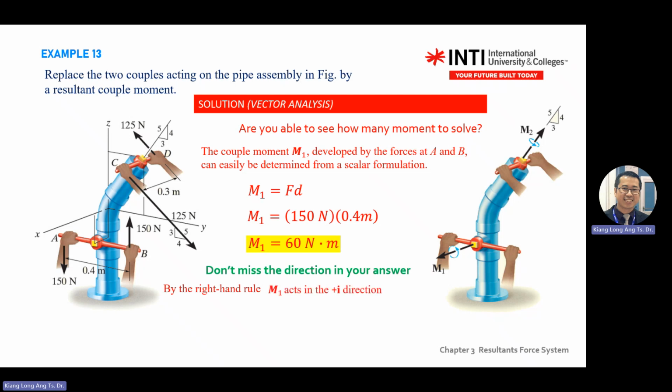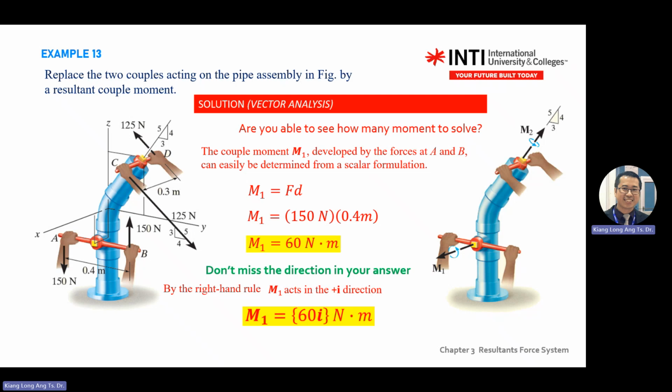Okay, so if you use scalar, sorry, this is vector. Sorry, should be scalar. If you see FD, it should be scalar. The typo over here is not vector. Okay, so you use scalar to find the magnitude, and if the question asks you to put in vector form, then you just tell the direction.